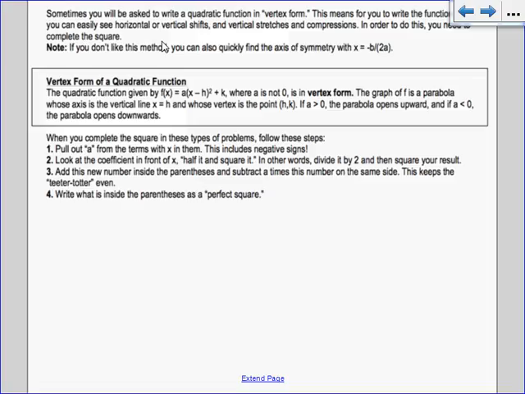All right, so it says sometimes you're going to be asked to write a quadratic function in what we call vertex form. So vertex form allows you to identify how much you've shifted to the right, to the left, up, and down. So an example of vertex form would be y equals 3 times x minus 2 squared plus 5.